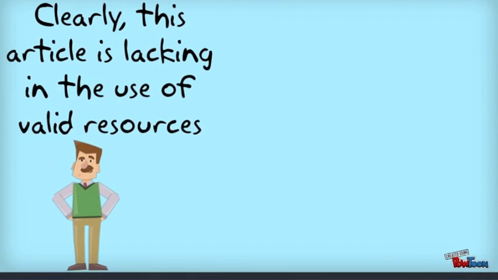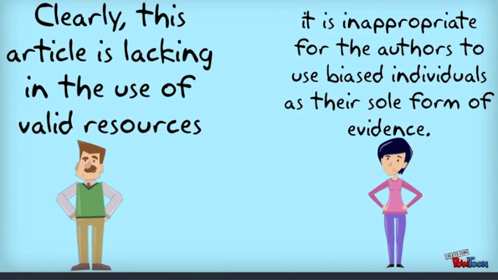Let's look at a more complex example. Let's look at the first half. Clearly, this article is lacking in the use of valid resources. All right, let's look at the second half. It is inappropriate for the authors to use biased individuals as their sole form of evidence. Now, while there is a natural pause between the first half and the second half of the sentence, I shouldn't just jump right in and use a semicolon.